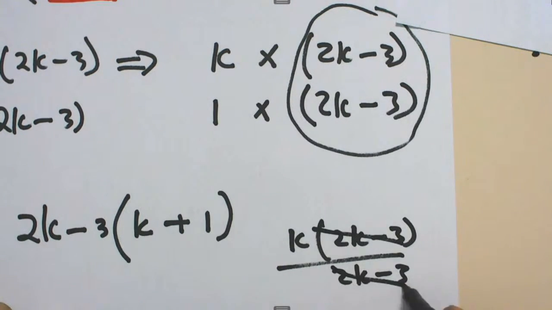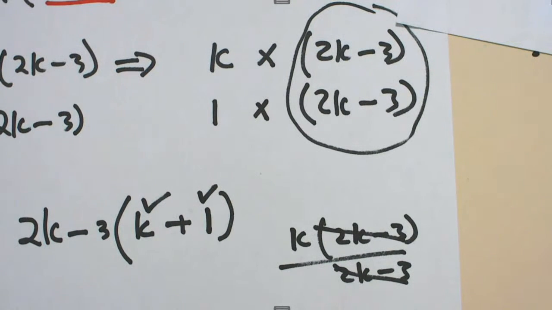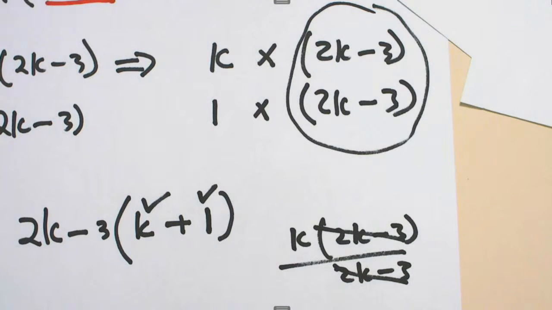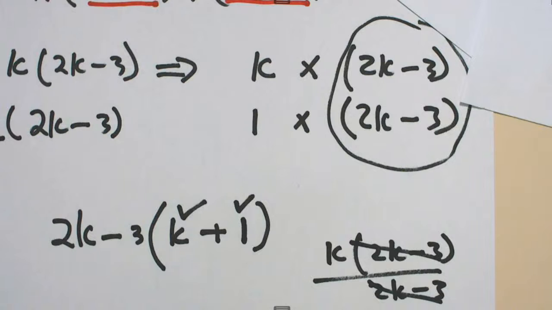Then you cancel, and then you have k. And then we have also 2k minus 3. You divide by 2k minus 3, and this one gives us 1, because it goes 1 time. This is the one that you get. The 3 procedures. The first one, find the highest common factor. The second one, the highest common factor must be written before the bracket. Thirdly, to find the expression inside the bracket, you divide each term by the common factor.